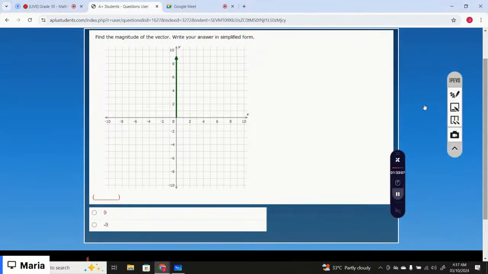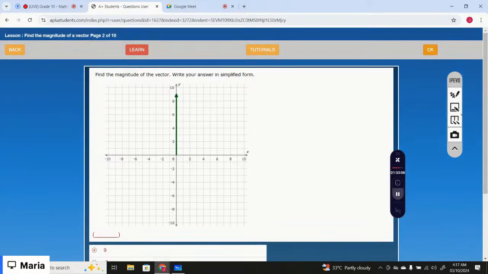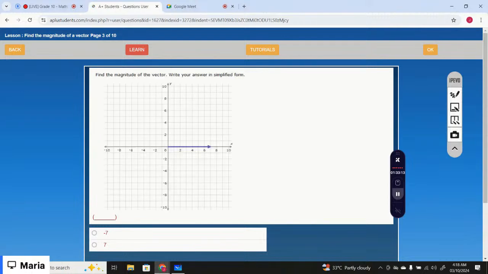Option number 1 is the correct option, right? Because the magnitude is always the absolute value, right? So the magnitude is always the positive value. Got it?